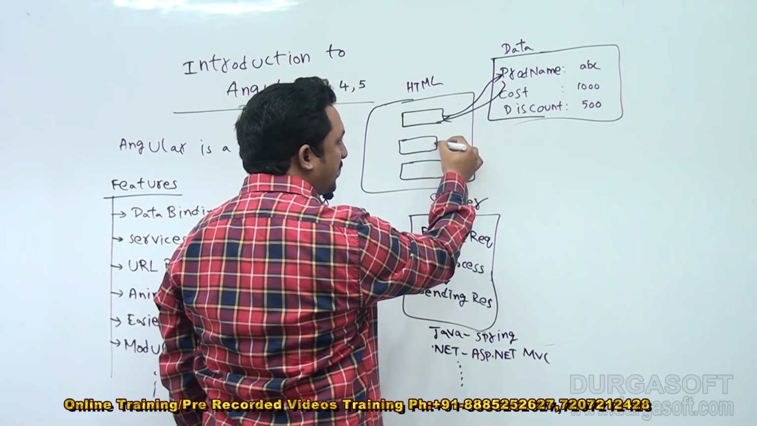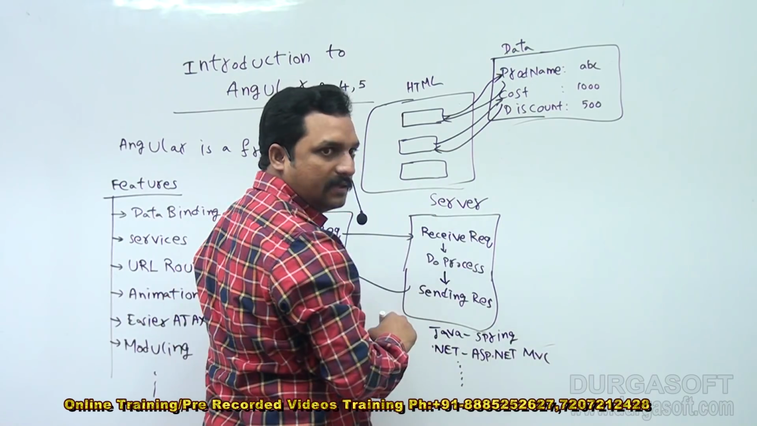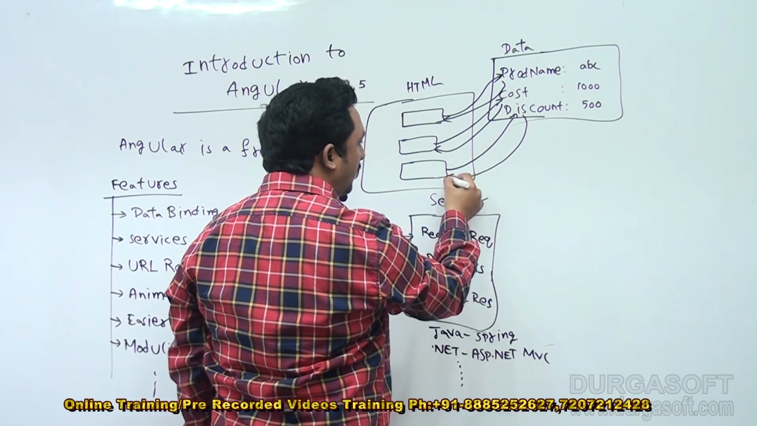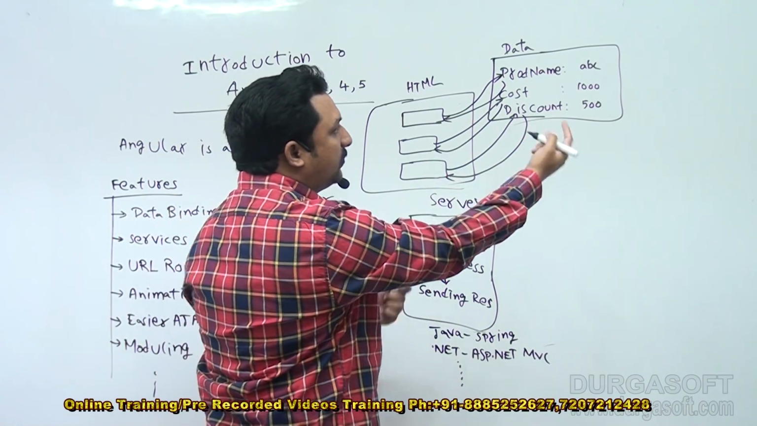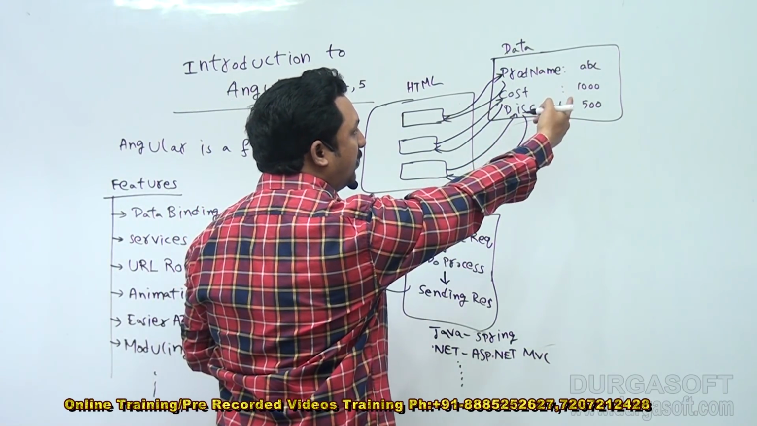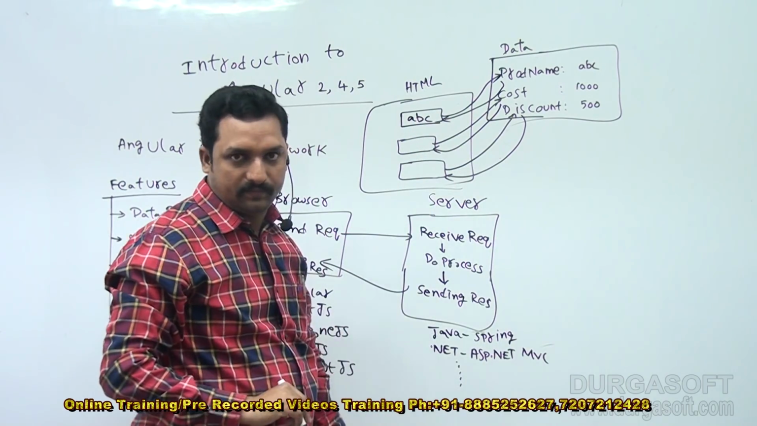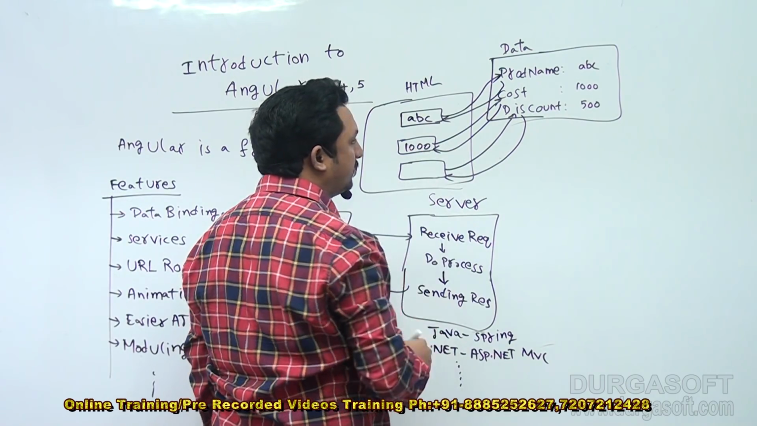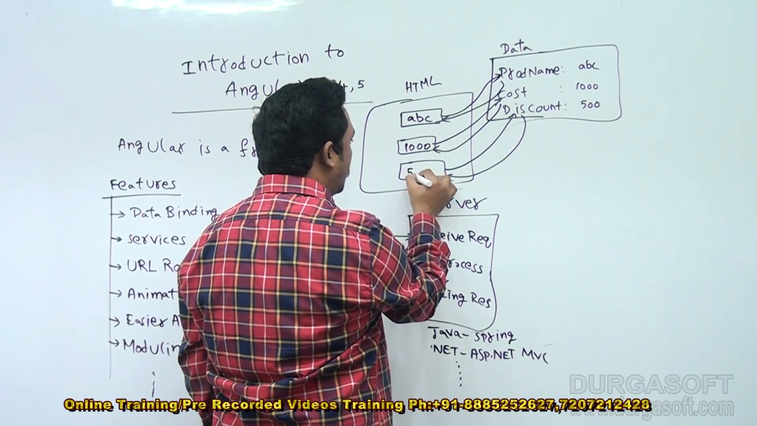This second text box is connected to cost property, retrieving value from that. This third text box is connected to discount property, retrieving value from that. So those values will be reflected in the respective text boxes. So listen, what is the value of product name actually? ABC, that is displayed here. What is the value of cost? 1000, that is displayed in the second text box. What is the value of discount? 500, that is displayed here.